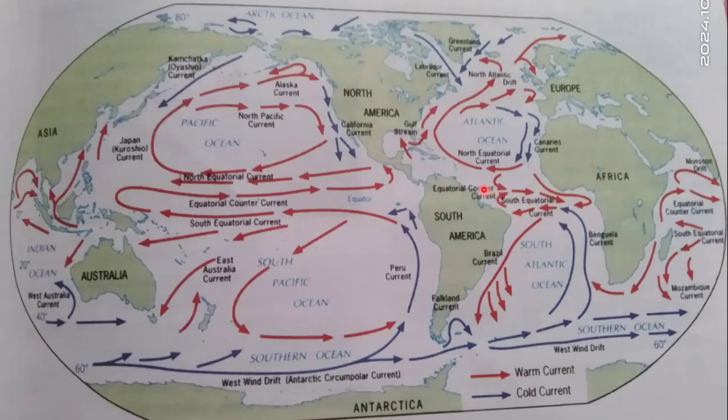The northern branch of the current flows towards the north, enters the Gulf of Mexico, and from there the Gulf Stream current flows along the northeast coast of America. And the southern bifurcated ocean current flows parallel to the South America coast, known as the Brazilian current.